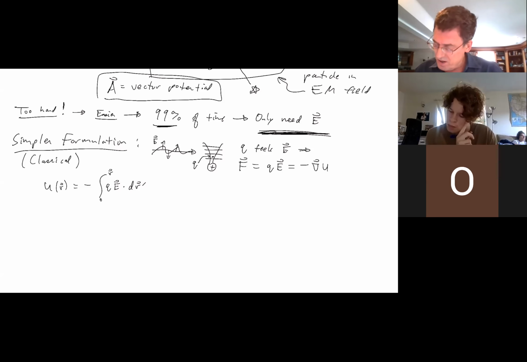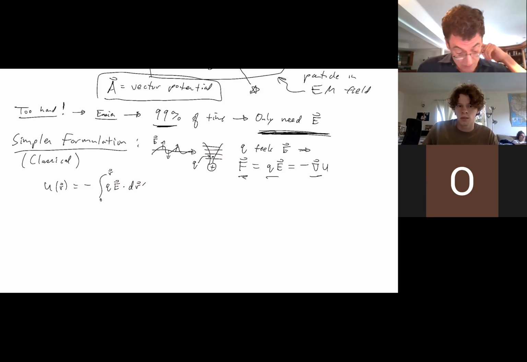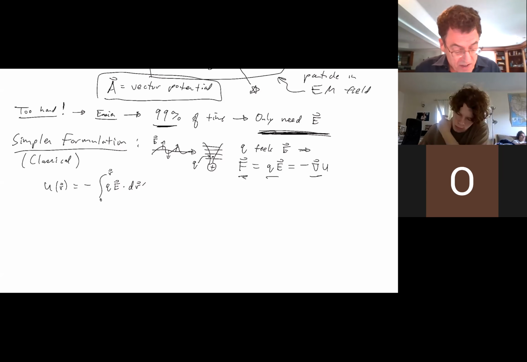Okay, so this you've done before in some class. I know you've done this before. So if I have some force, then I can just integrate both sides to get the potential, and I have that little negative sign, which is so annoying. It makes everything a little more complicated, but it's not so bad.